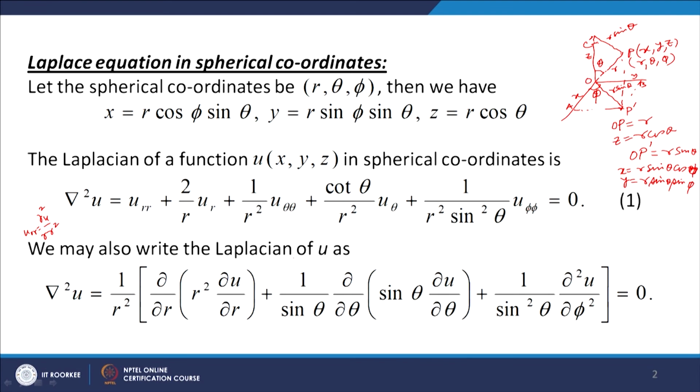So we may also write the Laplacian of u. The terms u r r plus 2 over r u r can be expressed as 1 over r square times the partial derivative with respect to r of r square del u over del r. The two terms 1 over r square u theta theta plus cot theta over r square u theta are nothing but 1 over r square times 1 over sin theta times the partial derivative with respect to theta of sin theta del u over del theta, and the last term is 1 over r square sin square theta u phi phi. So this equation can also be written in this form.